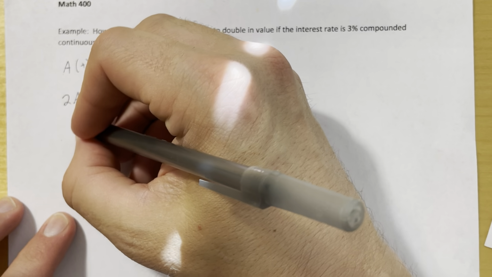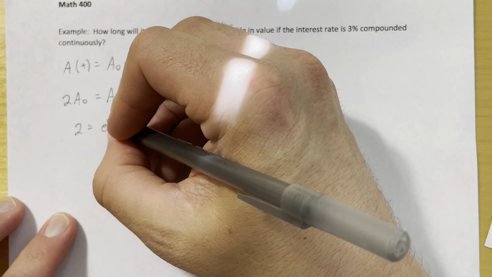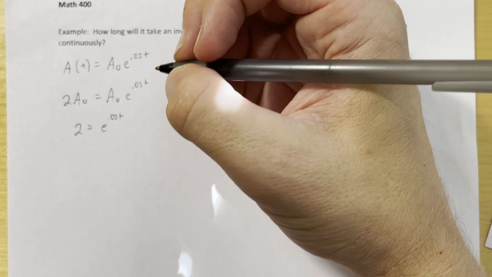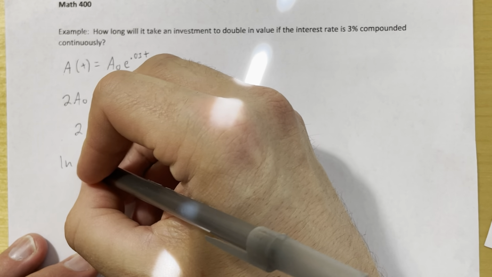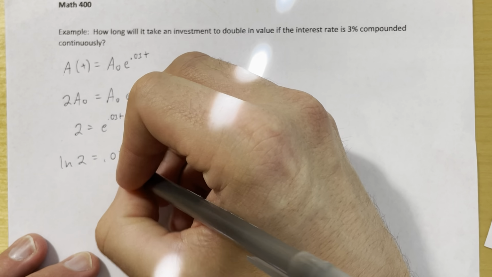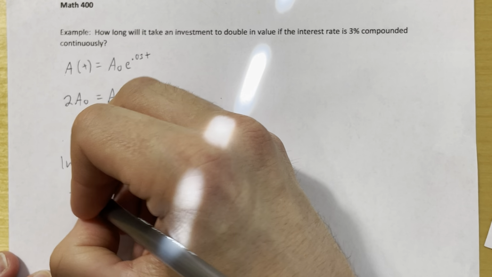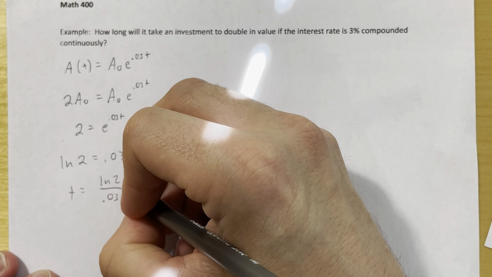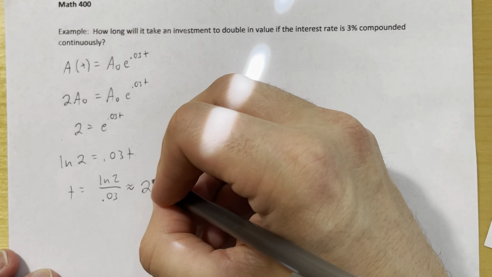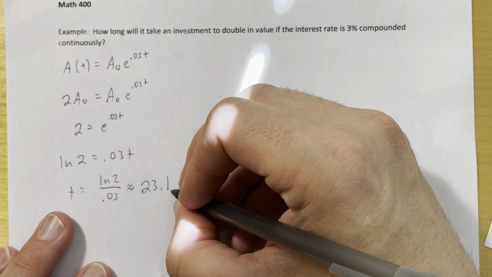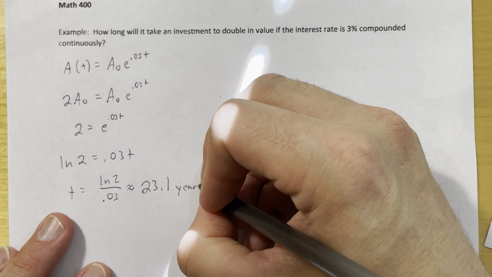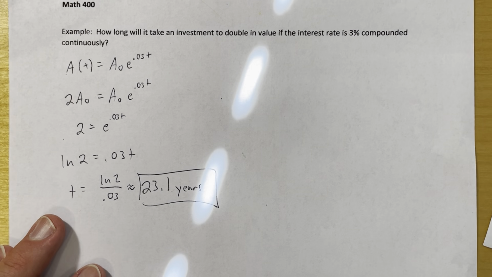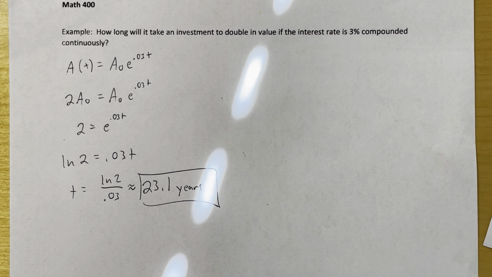Dividing both sides by A naught gives me 2 equals e to the 0.03 t. Take a natural log of both sides. Natural log of 2 equals 0.03 t. Solve for t. t is equal to natural log of 2 over 0.03, and that's where you want to use your calculator. This is approximately 23.1, and it's a measure of time, which in this case is going to be measured in years. So it takes about 23 years at a 3% interest rate compounded continuously to double your investment. Okay, that's going to wrap up section 3.8.